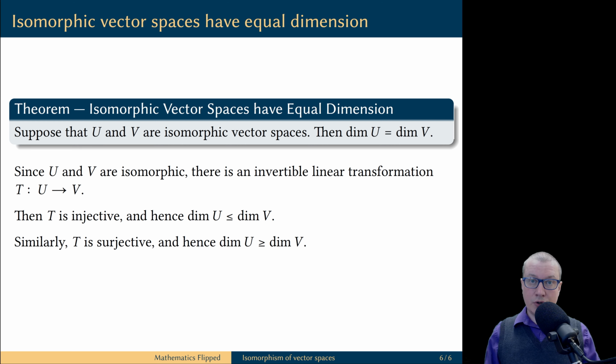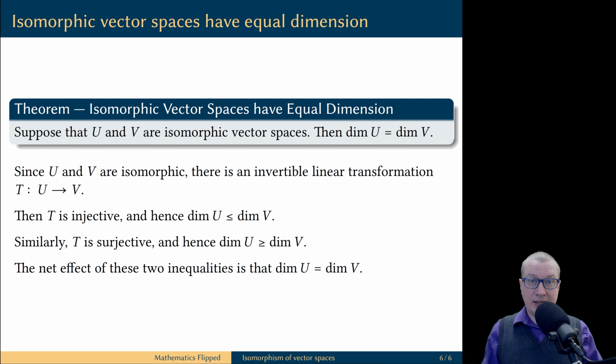But also T is surjective, and in the video on the properties of surjective transformations, we proved that a surjective linear transformation cannot go from a lower dimensional vector space to a higher dimensional vector space. This means the dimension of U must be greater than or equal to the dimension of V. But T, as an invertible linear transformation, must be both injective and surjective. So both of these inequalities must hold. But if they both hold, it means the dimension of U is equal to the dimension of V. And this is exactly what we were trying to prove.